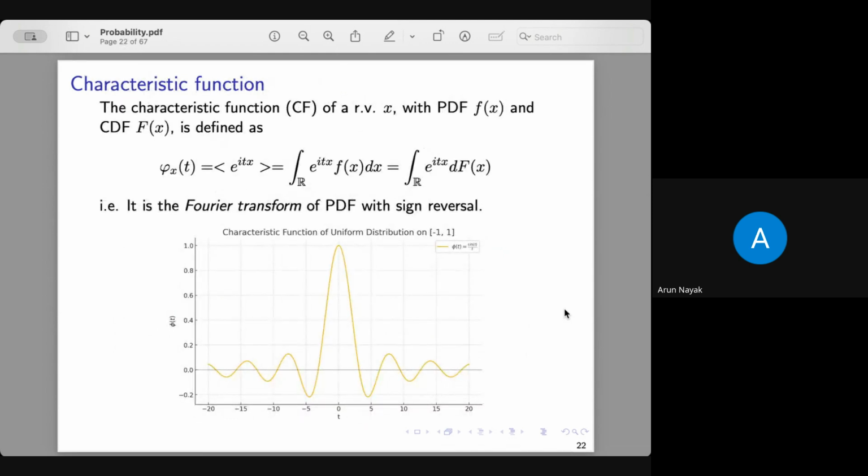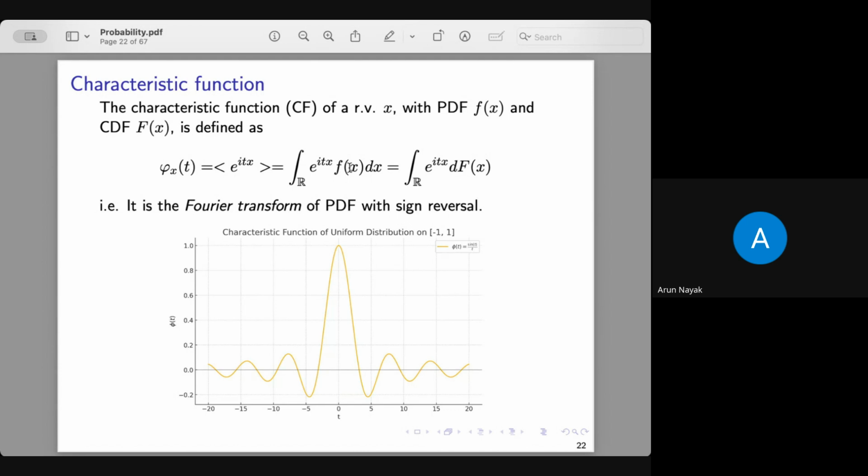Okay. And now another thing that Shilpi wanted to discuss is the characteristic function. The characteristic function of a random variable with PDF f of x and CDF F of x is simply defined as the expectation value of the exponential of i t x. So phi of t is the expectation value of exponential of i t x, or you can write this in terms of the integral here, and that is nothing but a Fourier transform of the PDF with sign reversal, right?